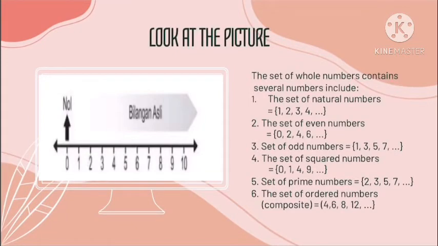Look at the picture. In the picture, the set of whole numbers contains several numbers, including: 1. The set of natural numbers. 2. The set of even numbers. 3. The set of odd numbers. 4. The set of square numbers. 5. The set of prime numbers. And 6. The set of other numbers.